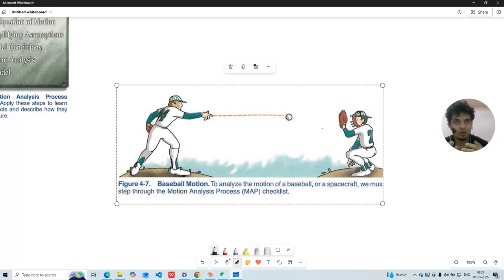By assessing how these variations in initial conditions affect where the baseball goes, you can find out how sensitive the trajectory is to small changes in them.